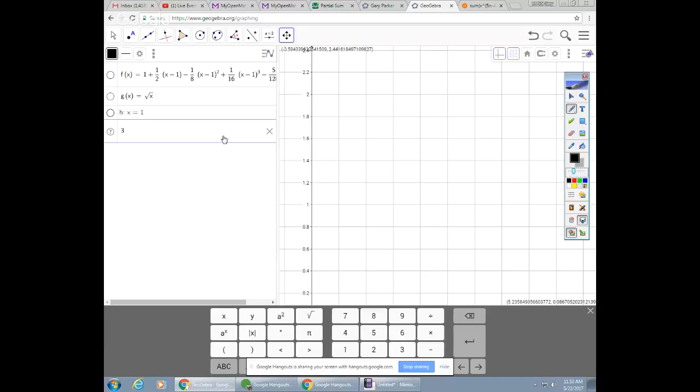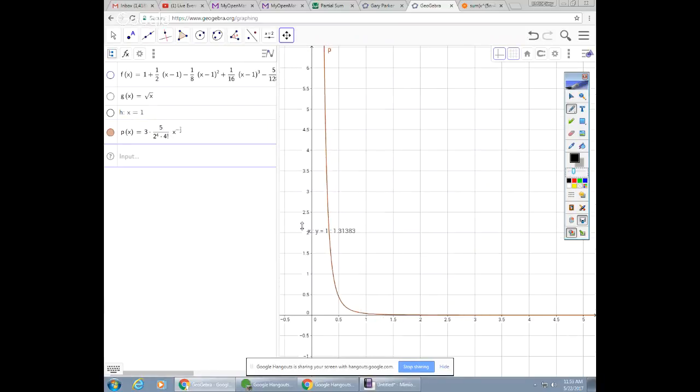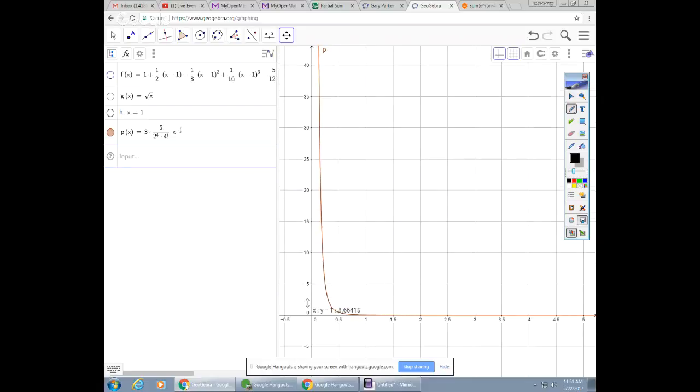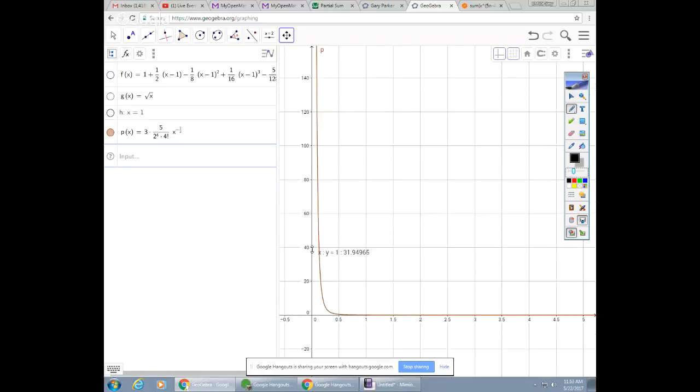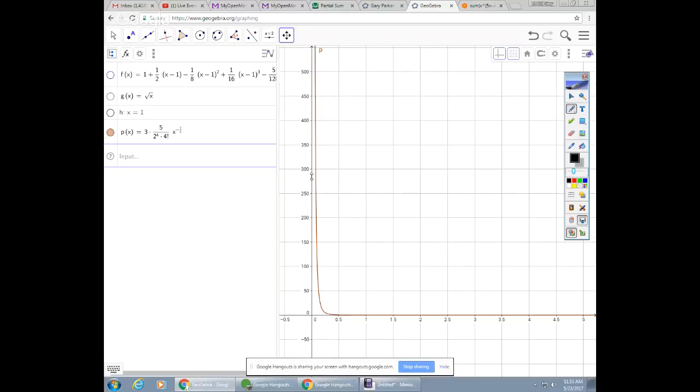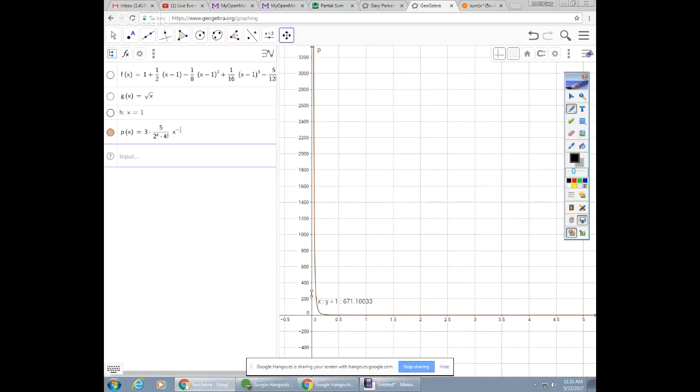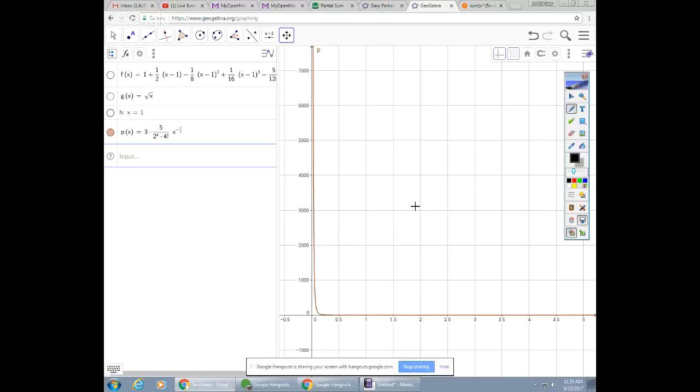So we want 3 times 5 divided by 2 raised to the fourth times 4 factorial times x raised to the power negative 7 over 2. All right, and we're curious about that thing from 0 to 2. And of course, it is asymptotic, which is a problem. So this is one of those cases where we are not guaranteed a max.